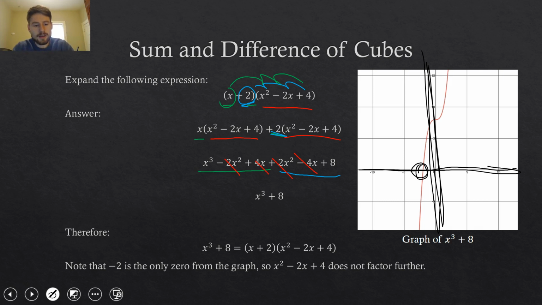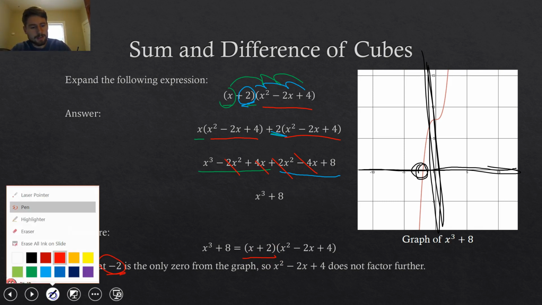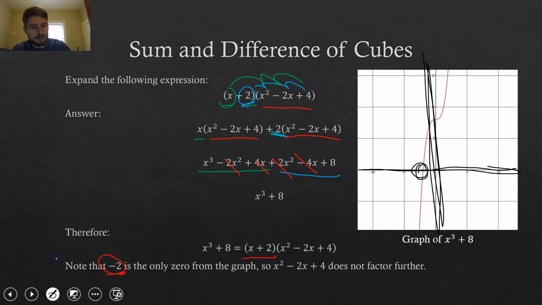And so this tells us that here's our factor, x plus 2. Negative 2 is the only 0. And so the rest of this, x squared minus 2x plus 4, doesn't factor anymore. You could test it out and realize that if you applied the quadratic formula, you'd get a negative discriminant and it doesn't factor. So there's no added roots to this polynomial from the quadratic that's there. So we factored it out completely.